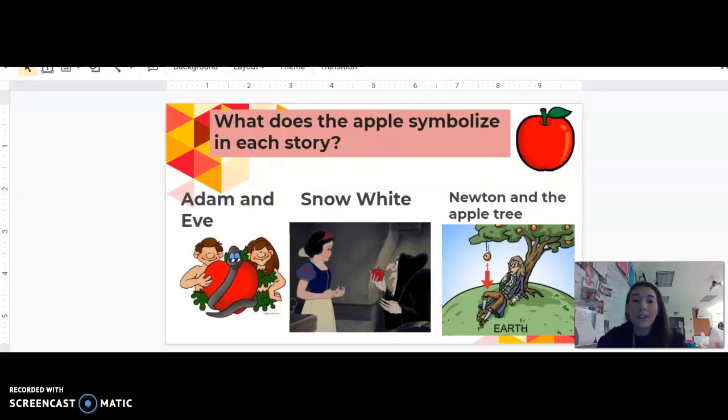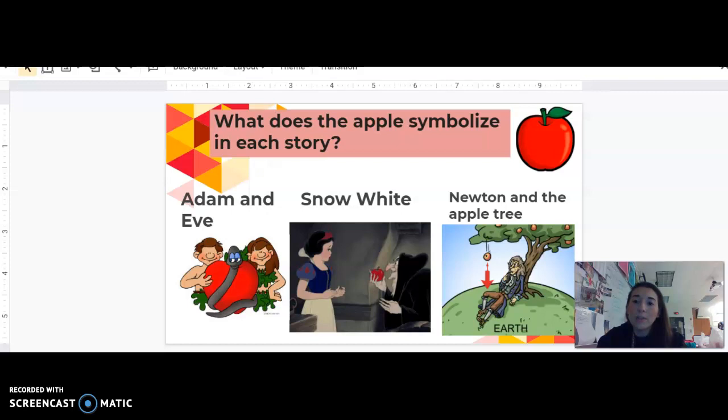apples can symbolize different things in different stories or narratives. In each of these three stories, the apple represents something different. In the story of Adam and Eve, the apple represents temptation, while in Snow White, the apple represents lies or treachery.